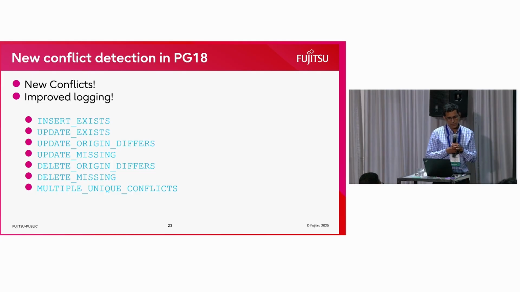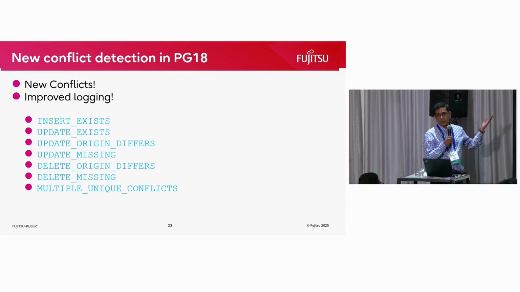One major enhancement that we made in PG18 was introducing new conflicts. The new conflicts, insert exists and update exists, are pretty much similar to what is already there. But now we have a few new conflicts like update origin differs, update missing, delete origin differs, delete missing, and multiple unique conflicts. I'll explain what these are in the upcoming slides, but we have 7 new types of conflicts, and most of them have improved logging.